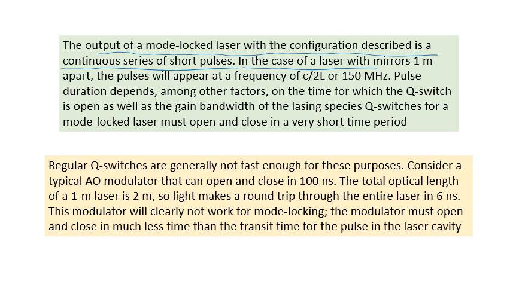In the case of a laser with mirrors 1 meter apart, 1 meter apart is the length of the cavity, the pulses will appear at frequency c by 2L, or 150 megahertz. If you calculate c by 2L, it will give you the frequency, which is 150 megahertz, and from frequency you can also calculate the time period.